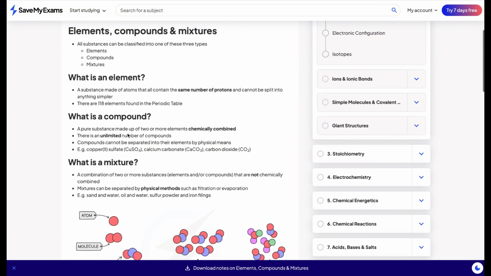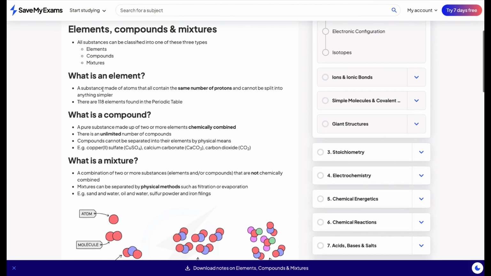Now what is an element? We start with the first one, an element. An element is a substance that is made up of atoms that contain the same number of protons. Every atom you mention, for example sodium, whether it's in different isotopes, the number of protons will be the same for sodium. For example, carbon-12, carbon-13, and carbon-14 will have the same number of protons no matter what.